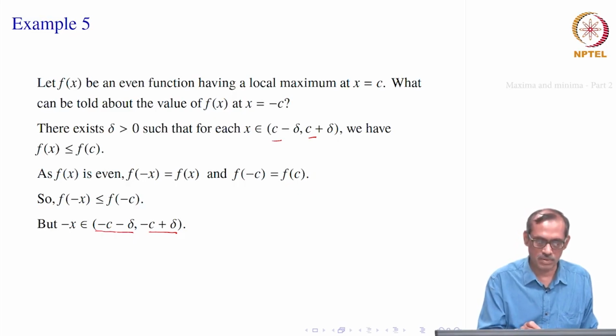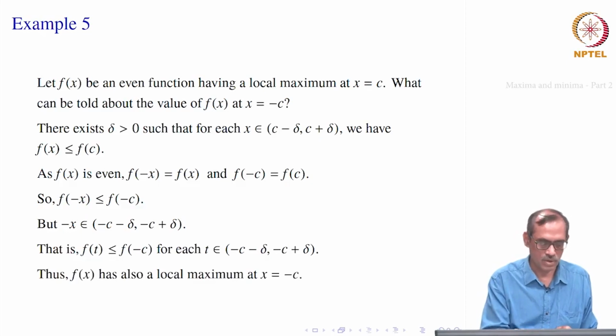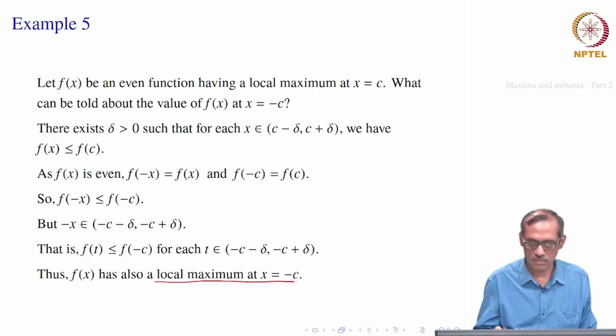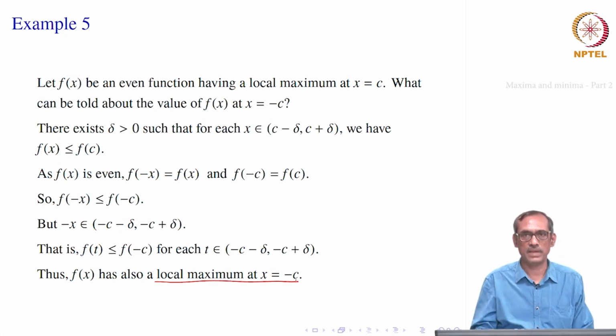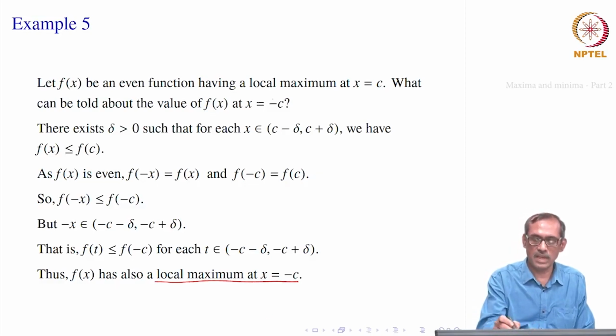So, since minus x belongs to this, we have a neighborhood of minus c, where if t belongs to that neighborhood, then f of t is less than or equal to f of minus c. So, f of minus c is also a local maximum value. So, where does it occur? At x equal to minus c. So, you would say that f has a local maximum at x equal to minus c also.